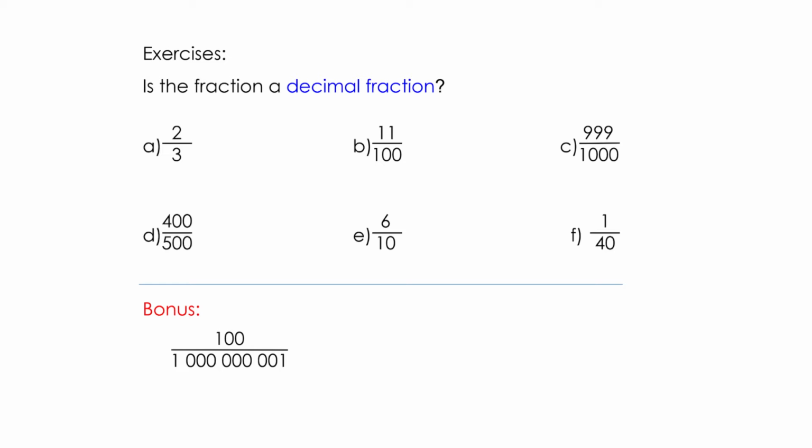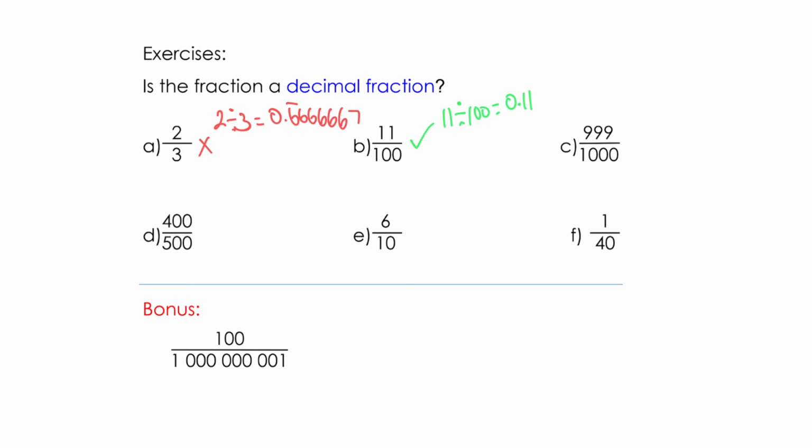So let's look at this one. Exercises. Is the fraction a decimal fraction? Well, the first one is definitely not, because when you do 2 divided by 3 on a calculator, you're going to get an answer that reads this. And then you'll have either a 7 at the end, or a little line over the 6. That just simply means that the number repeats itself forever and ever. Let's look at 11 over 100. This is definitely a decimal fraction. When you do 11 divided by 100, it gives you 0.11.